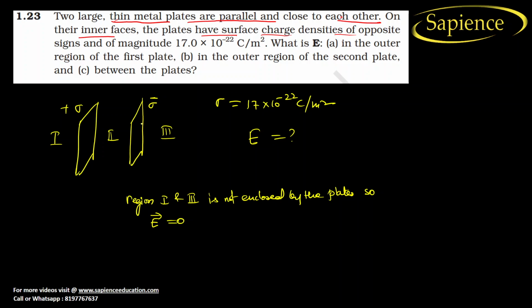Now part C, between the plates. If you want to find the electric field between the plates, the electric field is equal to sigma by epsilon naught. So just put in the value of sigma, 17 into 10 to the power minus 22, divided by epsilon naught, which is 8.854 into 10 to the power minus 12. While solving this, you will get approximately 1.92 into 10 to the power minus 10 Newton per coulomb.